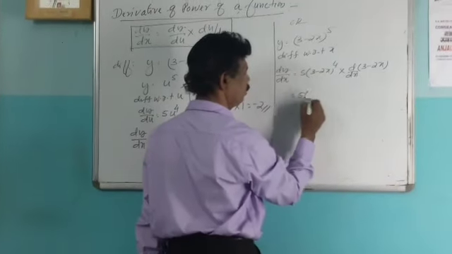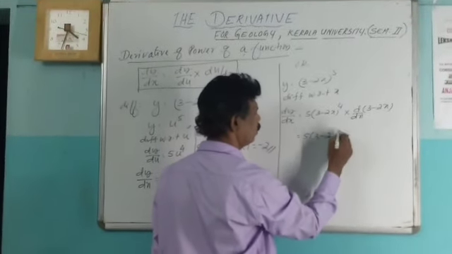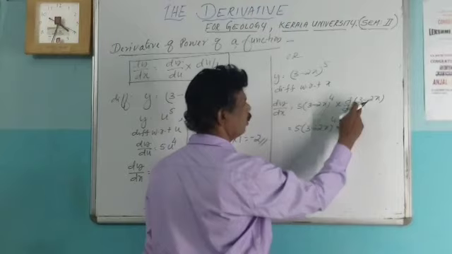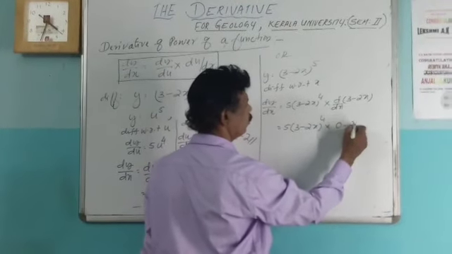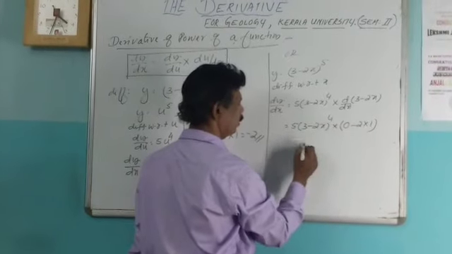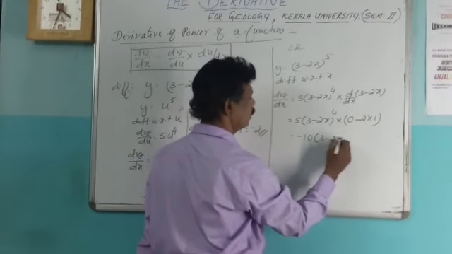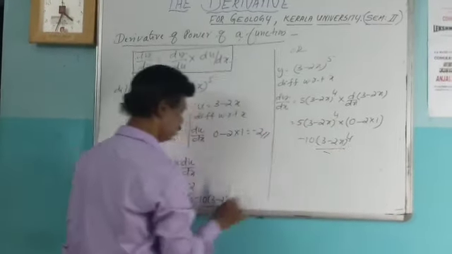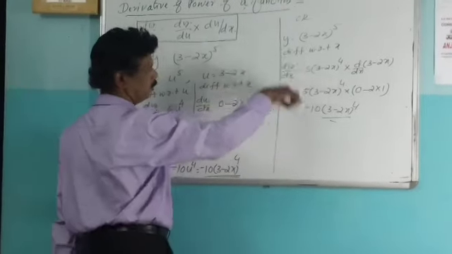That is 5 × (3 - 2x) the whole raised to 4 into derivative of 3, which is 0, and derivative of 2x, which is 1. That is 5 × -2, which is -10, times (3 - 2x) the whole raised to 4. See, both answers are the same. So you have to apply this method.